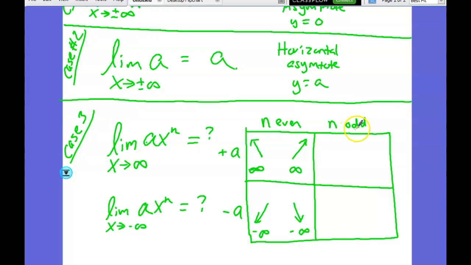But when n was odd and a was positive, it went up on the right and down on the left. And that meant that it was positive infinity on the right and negative infinity on the left. But when a was negative, it reversed it, so it looked like this. Positive infinity on the left, negative infinity on the right. Okay? So that's how we're going to know what our end behavior is for our rational expressions today. It's a little something you're going to want to remember. Okay, so keep those in mind for the lesson.